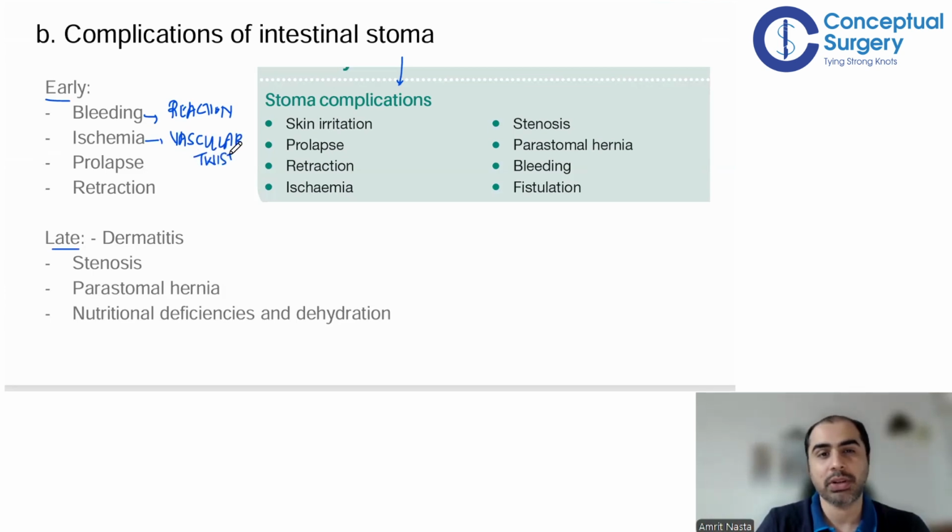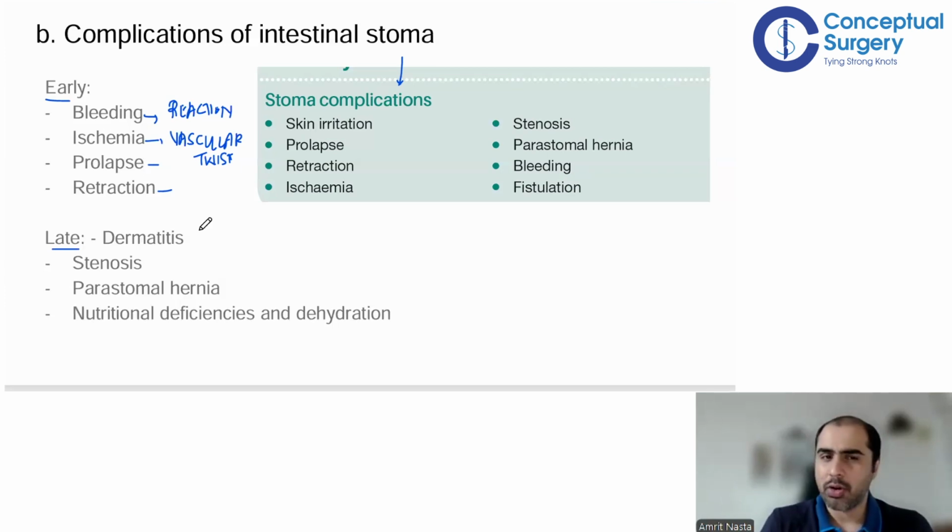Or if there is too much traction on the mesenteric vessels, if the abdomen is very obese and very thick, and you have to forcibly pull out the stoma, in that case, if the vessels get stretched, there can be ischemia. Ischemia can lead to gangrene of the stoma. If the sutures give way, there can be a prolapse or a retraction. Right? Because most of the time, stoma patients are going to have chronic illnesses.